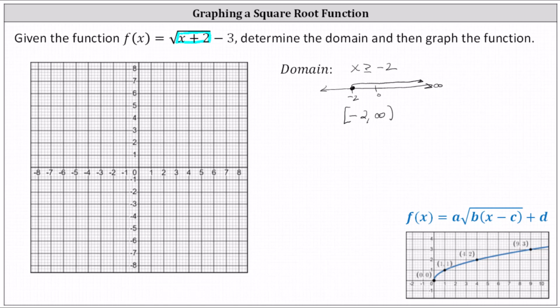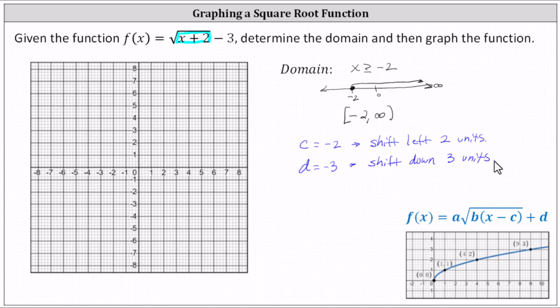Comparing this form to the given function, notice c equals negative 2, because x minus negative 2 simplifies to x plus 2. C equals negative 2 indicates a shift left 2 units. And we have d equals negative 3. D equals negative 3 indicates a shift down 3 units.